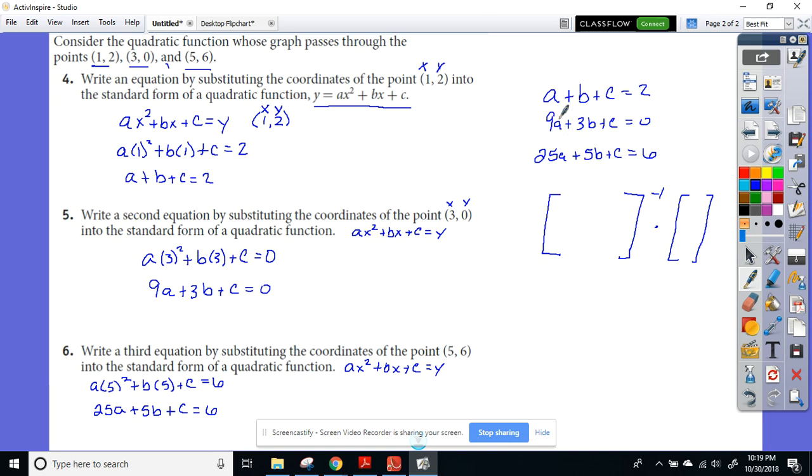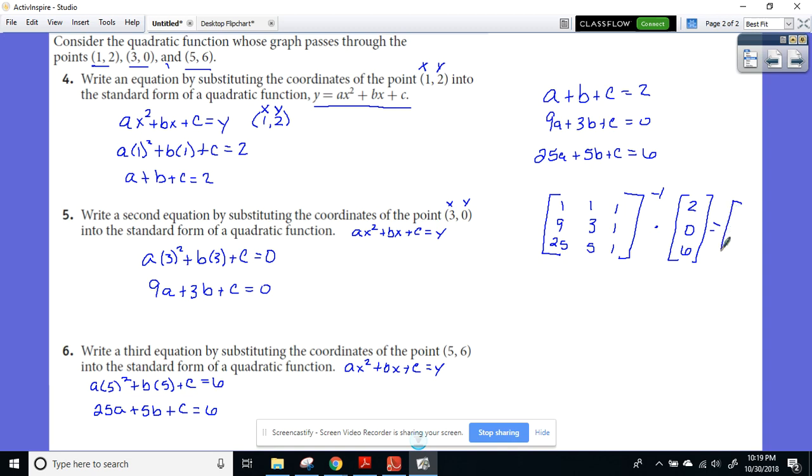So the coefficient matrix, the coefficients of each one of these terms, 1, 1, 1, 9, 3, 1, 25, 5, 1. The constant matrix is 2, 0, 6. And if we go type this into the equation, we will find out what the A, B, and C terms are. Okay, let me make sure you understand. I know this is kind of in the way, so let me move this up. That's going to equal A, B, C.